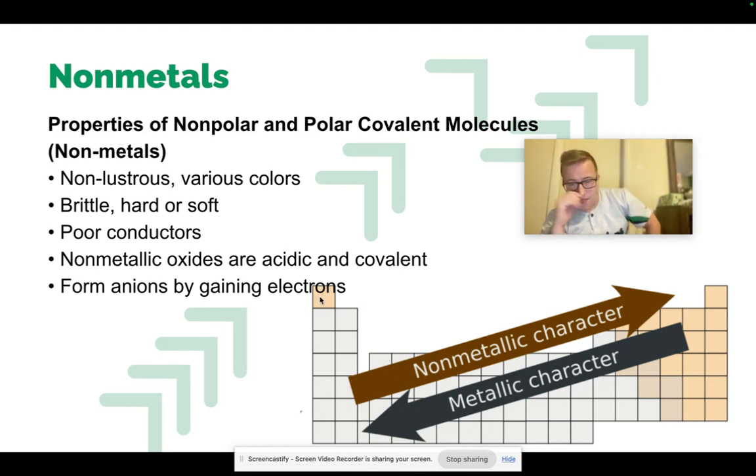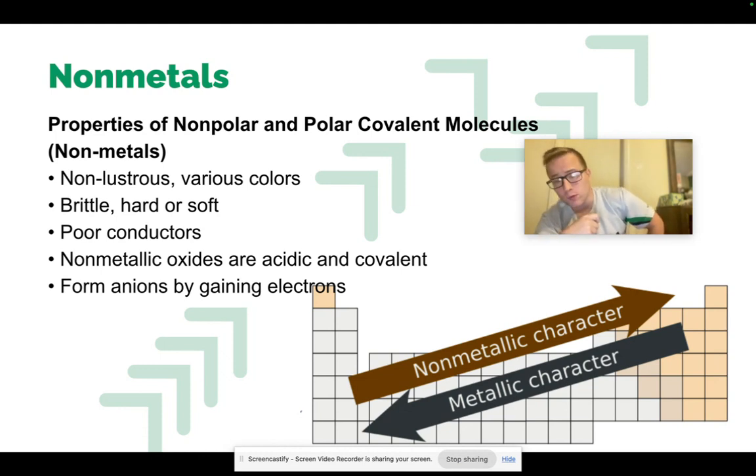Hydrogen is right here. They're brittle, hard, or soft. You can see them in so many different forms. They are not malleable. I can bend, but my bones don't. They are poor conductors. If you put electricity into nonmetals, they generally catch on fire. We are called resistors. We resist the flow of electricity. As you resist the flow of electricity, you turn that electrical energy into heat, thermal energy, or light.